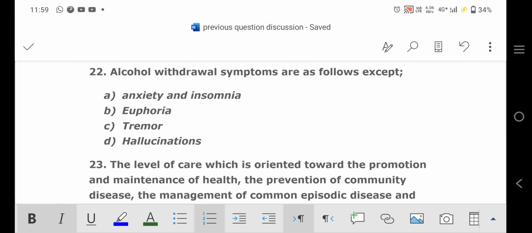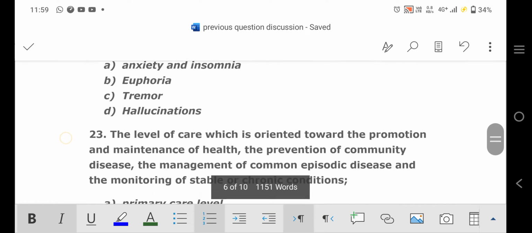The answer is euphoria, option B. It is an exception question. Euphoria is the normal mood. Baki sab, anxiety and insomnia, tremor and hallucinations will be there for patients with alcohol withdrawal symptom or syndrome.